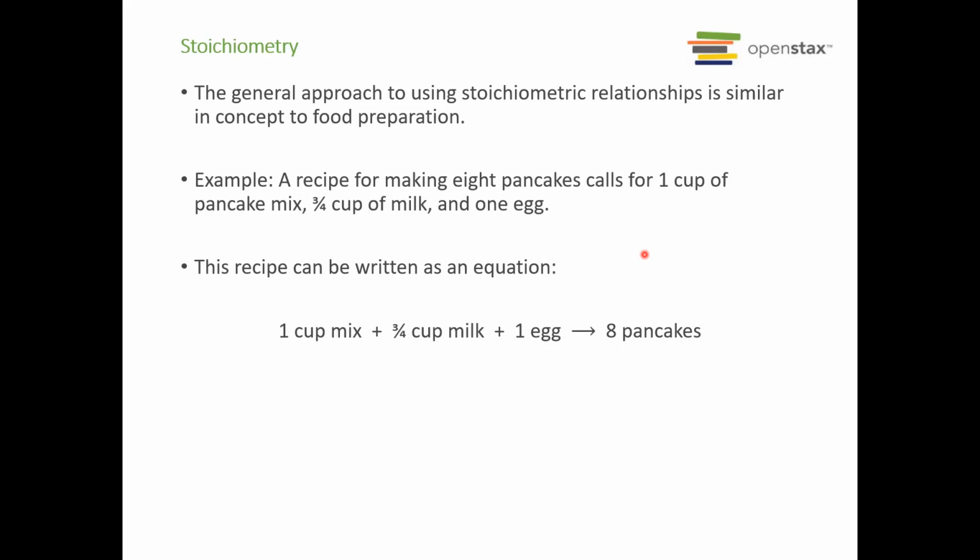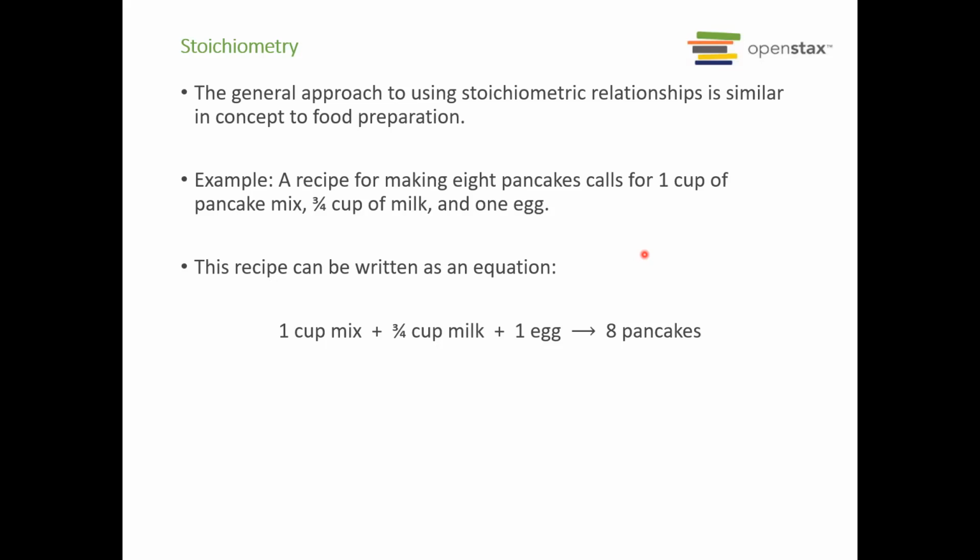And if we look at the quote-unquote reaction at the bottom here, it's telling us for every 1 cup of pancake mix, we're going to need 3/4 of a cup of milk and 1 egg. And then if we have all of that, we can make 8 pancakes. So what we can do is use the coefficients. So in this case, the 1, the 3/4, the 1, or the 8. We can use those coefficients in order to relate these different substances.